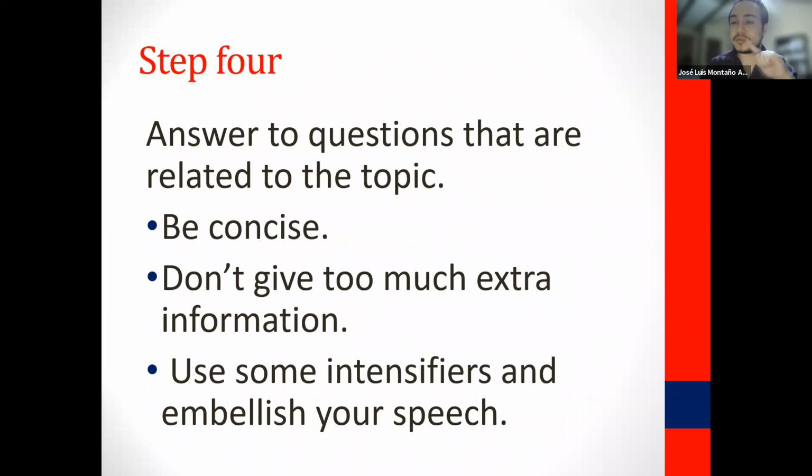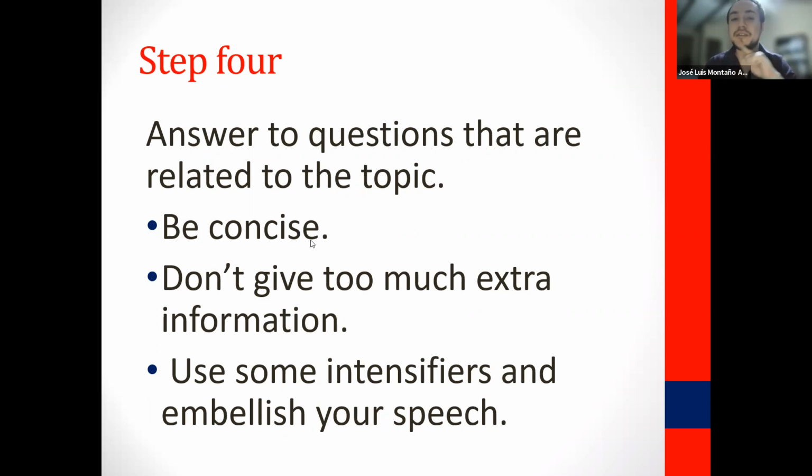And step 4, this is something that we didn't do yet. We're going to do it today. Let's read this one, please. Carolina, once again. Okay, teacher. Step 4. Answer questions that are related to the topic. Be concise. Don't give too much extra information, and use some intensifiers and embellish your speech. Thank you very much, Carolina.